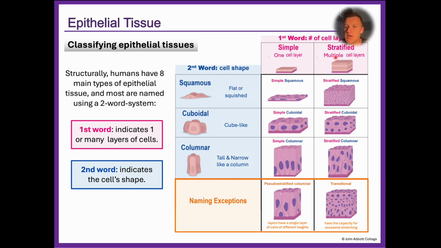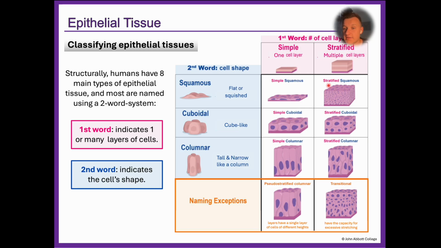Many layers. That's multiple cell layers. So that's going to be your first word. Look here. This is called simple squamous epithelium. Simple is the first word because it's one layer of these. Simple cuboidal, it's one layer of cubes. Simple columnar, it's one layer, right?